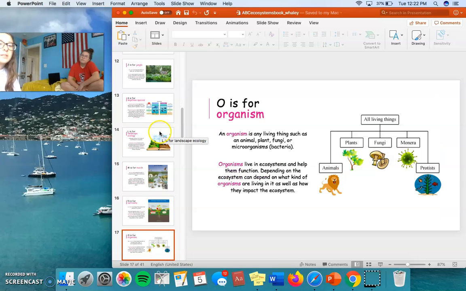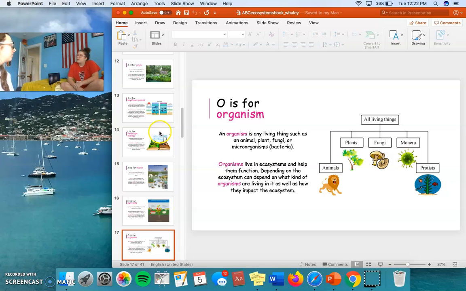O is for organism. An organism is any living thing such as an animal, plant, fungi, or microorganism like bacteria. Organisms live in ecosystems and help them function. Depending on the ecosystem can depend on what kind of organisms are living in it, as well as how they impact that ecosystem. Can you think of some examples of organisms?